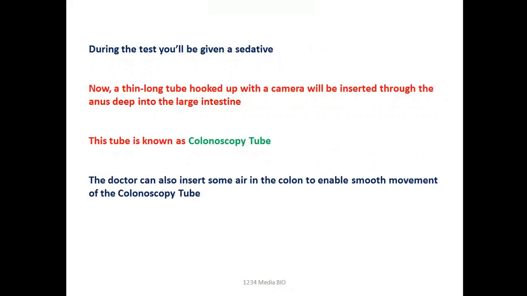During the test you will be given a sedative, so that you may not feel the pain. Now, a thin long tube, hooked up with a camera, will be inserted through the anus, deep into the large intestine. This tube is known as the colonoscopy tube. The doctor can also insert some air in the colon, to enable smooth movement of the colonoscopy tube.